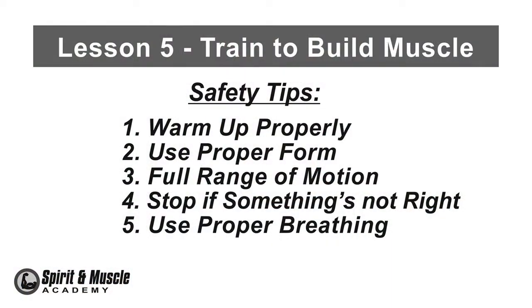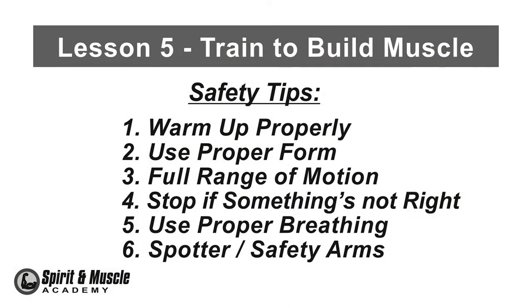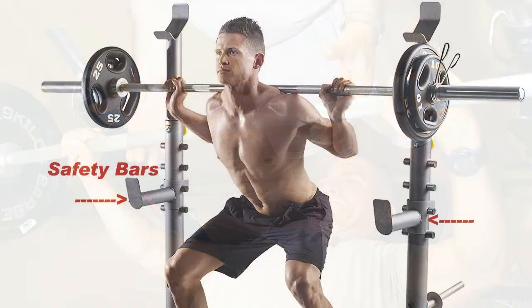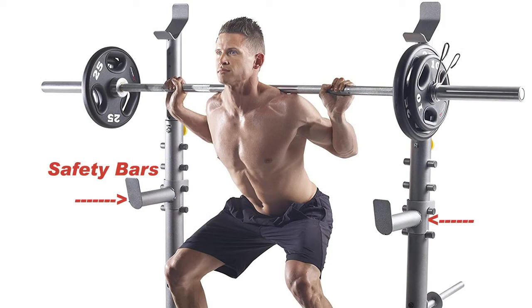Number 5 is proper breathing during exercise. Never hold your breath. Exhale as you lift the weight, concentric, and inhale as you lower the weight, eccentric. But never hold your breath. And the last one, number 6, use safety arms or a spotter when bench pressing or squatting. A spotter is a workout partner there to spot you as you do your set. If the weight becomes too heavy toward the end of the set, he or she is there to help you. If you work out alone, safety arms are set up to catch the weight should it become too heavy for you.